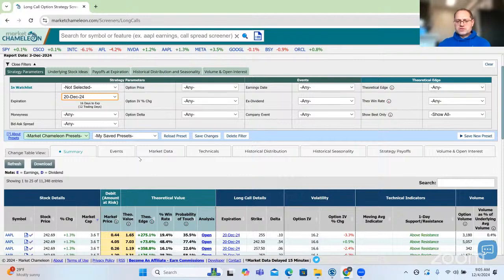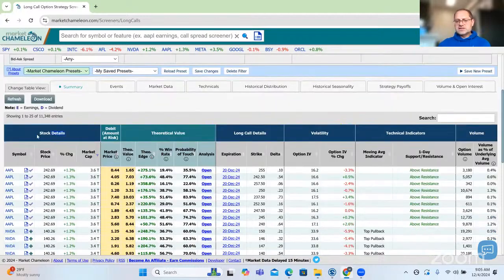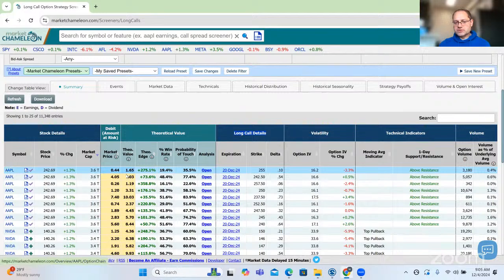So these are the stock details. Here we have some of the analytics that correspond to the long call we're analyzing. So in this situation, if we go to the long call, we see that it's a December 20th, 255 strike call. And that call has a 10 delta. Okay, so it's an out of the money call.